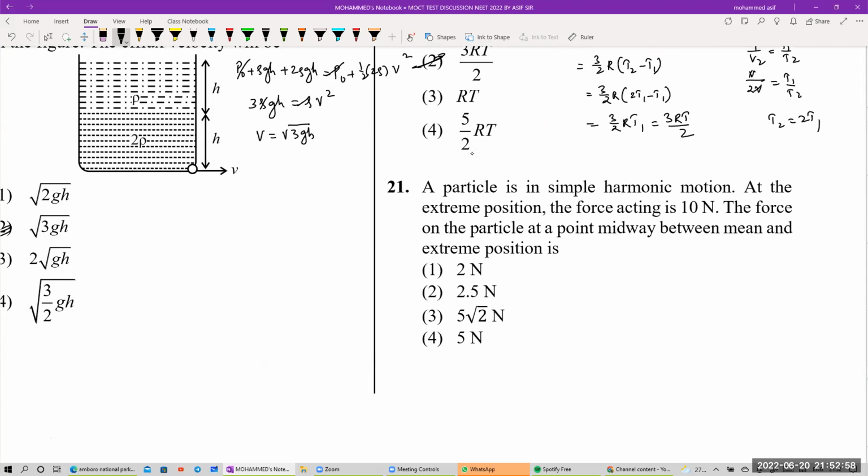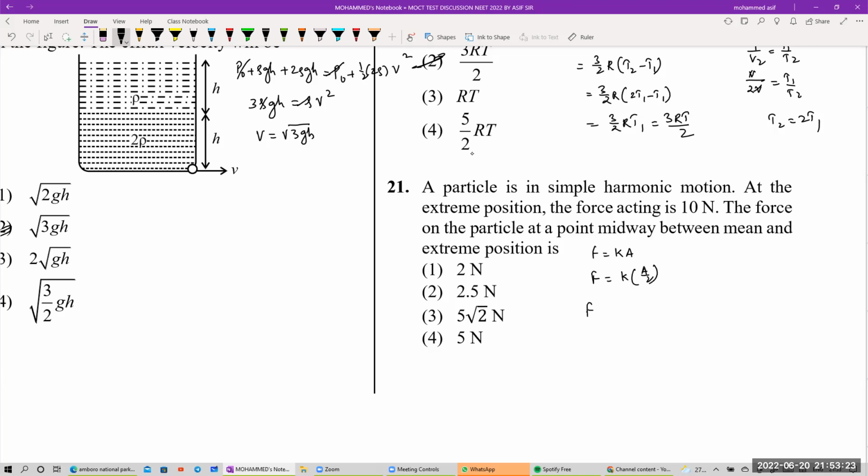Question number 21. 21 is again from your research. A particle is in simple harmonic motion at an extreme position. The force acting is 10 Newton. The force on the particle at a point midway between the mean and extreme position will be equal to how much? You know that the force acting on a particle is given by the formula F is equal to K into X. Maximum displacement will be equal to the amplitude. At half of the amplitude, what will be the relation? That will be equal to K into A by 2.